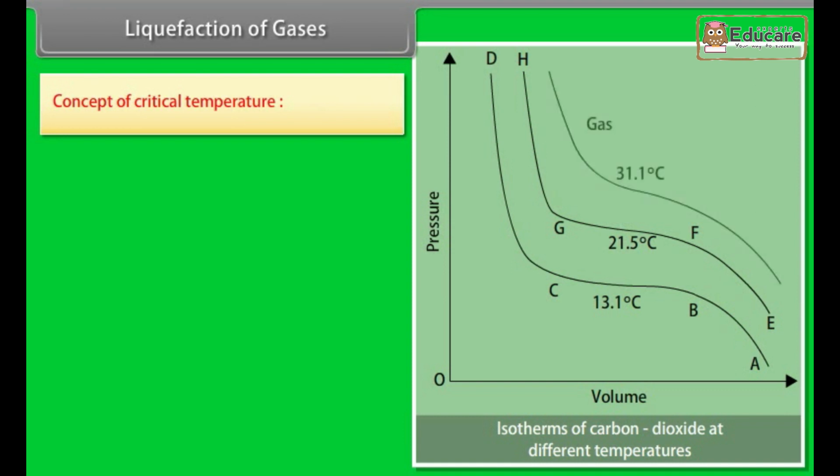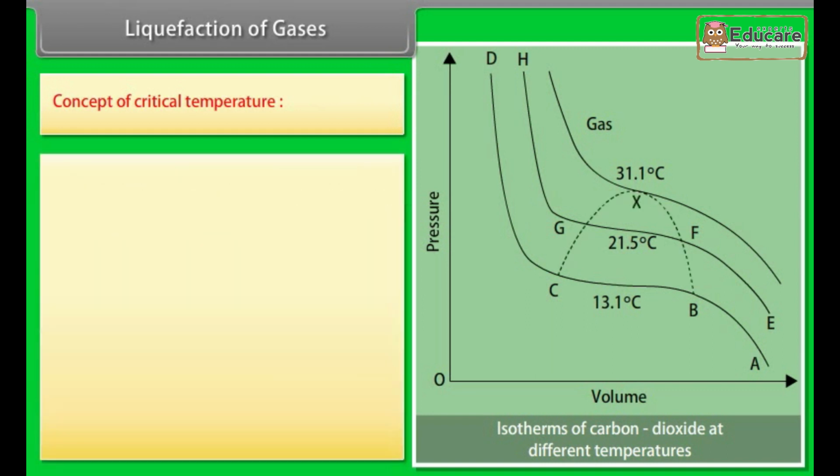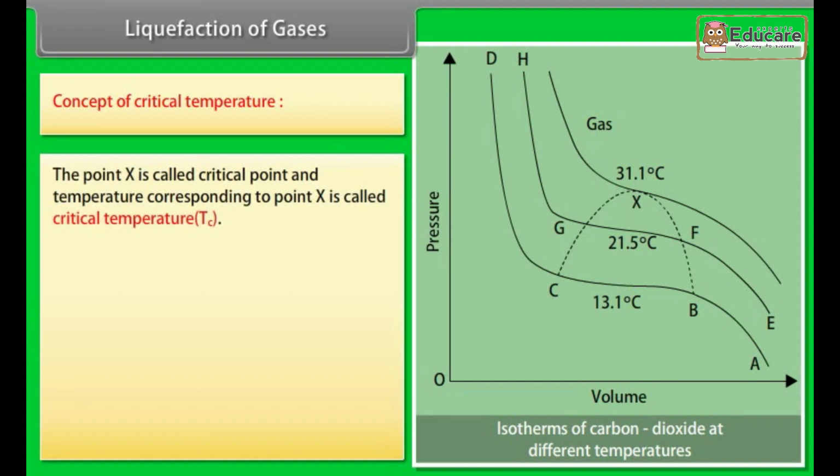In the isotherms above 31.1 degrees Celsius, the horizontal portion completely disappears. This shows that above 31.1 degrees Celsius, the liquefaction of the gas does not take place at all, however high the pressure applied. The point X is called the critical point and the temperature corresponding to point X is called the critical temperature.